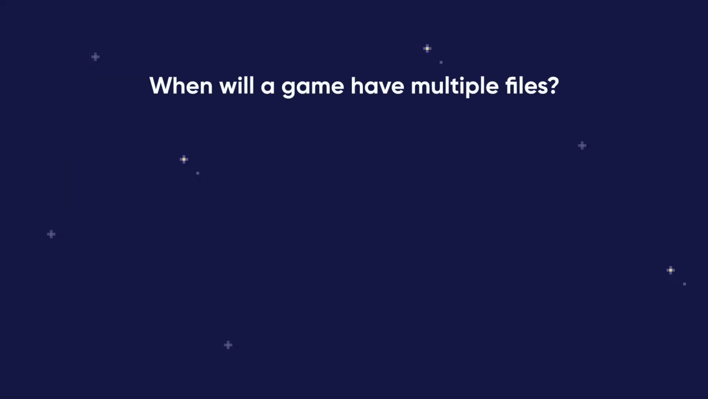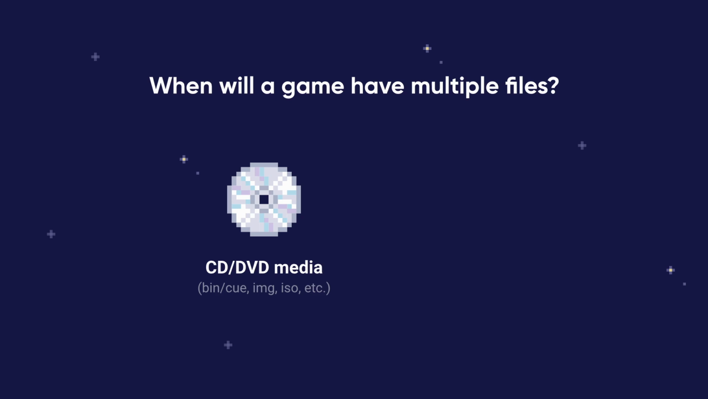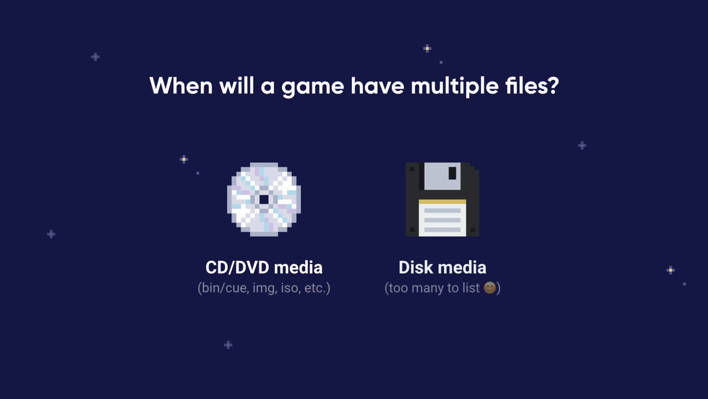So the first question I want to help answer is, when will a game have multiple files? And there's two primary answers to this. The first is if the game originally came out on CD or DVD media. And in this case, you'll typically see bin, cue, image, or ISO files. And the second is if a game originally came out on disk media. And there's far too many file formats to list out here, but suffice to say, if you use an Amiga or a Commodore 64, you know what these are.